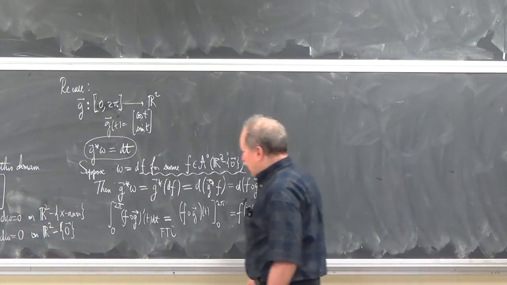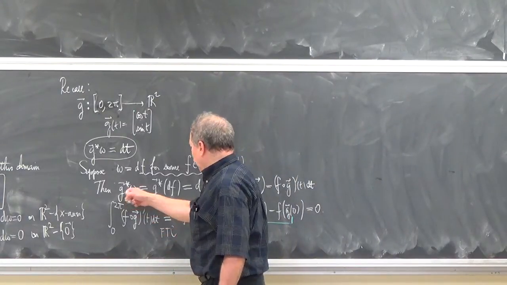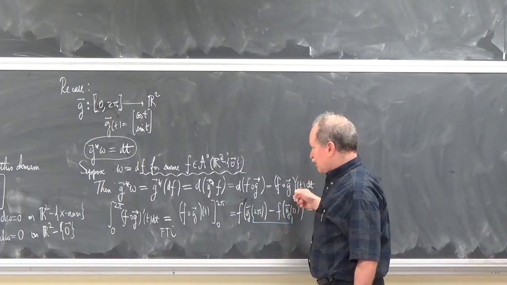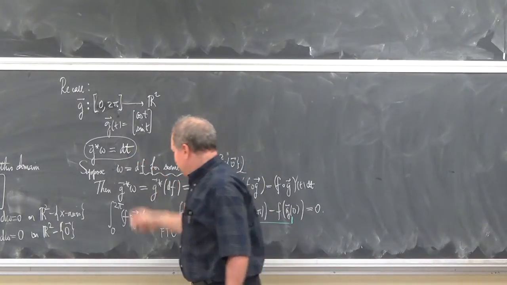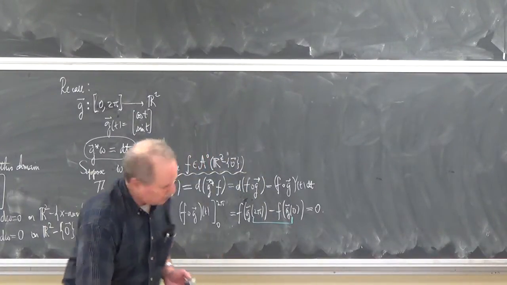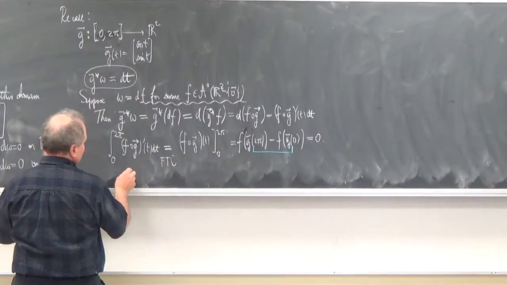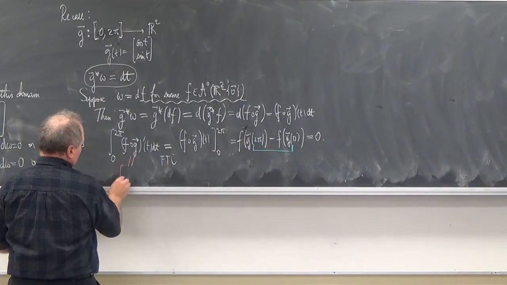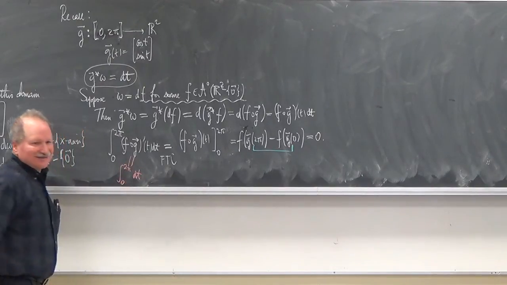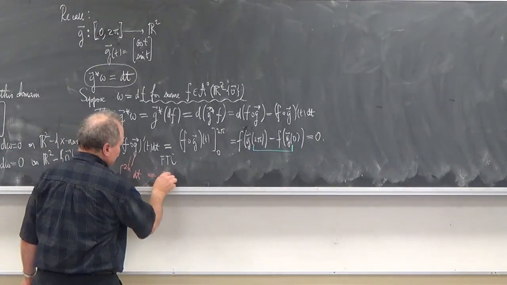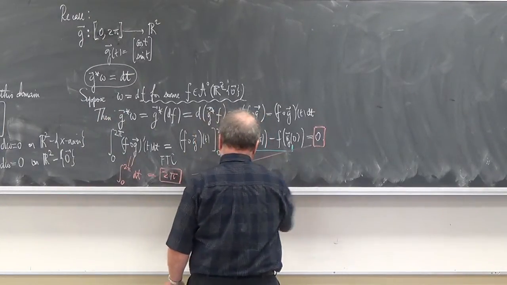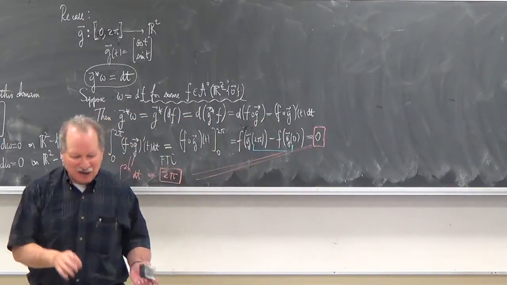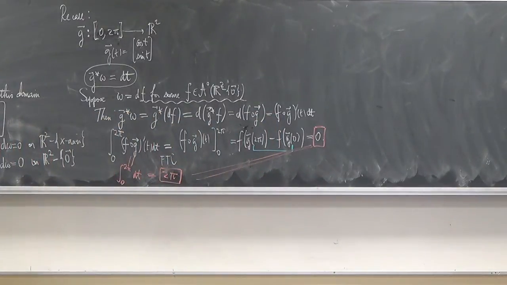Well, g pullback of omega is supposed to be what we just computed here, but g pullback of omega is supposed to be dt. So this is supposed to equal the integral from 0 to 2 pi of dt, which as your man said is 2 pi. So we have the well-known fact that 2 pi equals 0. You thought 1 equals 0 was the mathematical truth of your lives, well now for the rest of the semester, it's going to be 2 pi equals 0. This is going to make proofs so much easier.